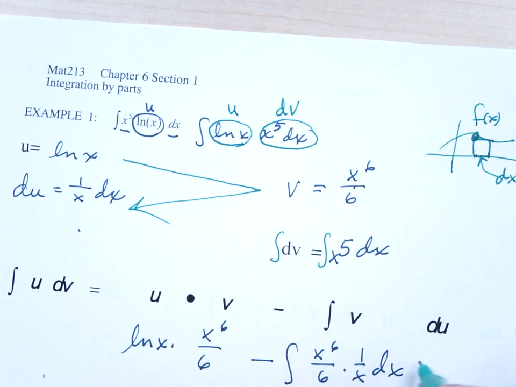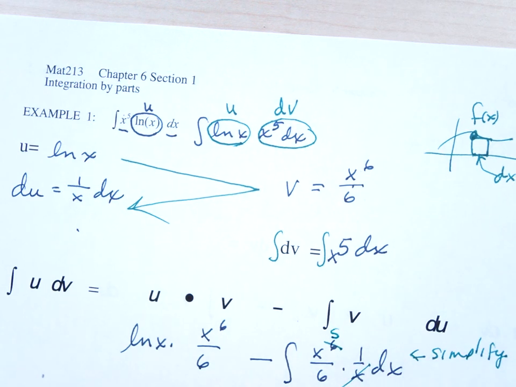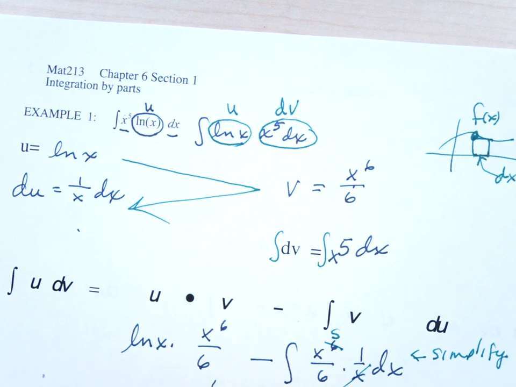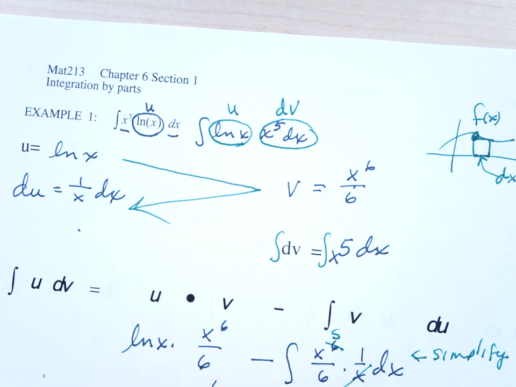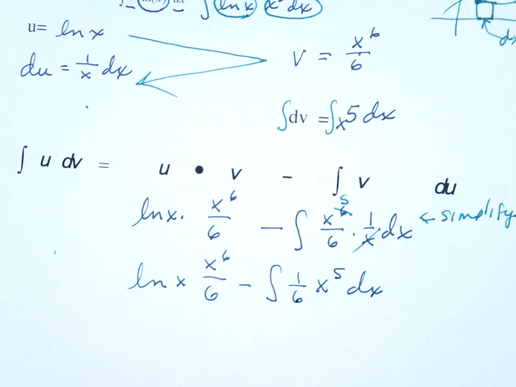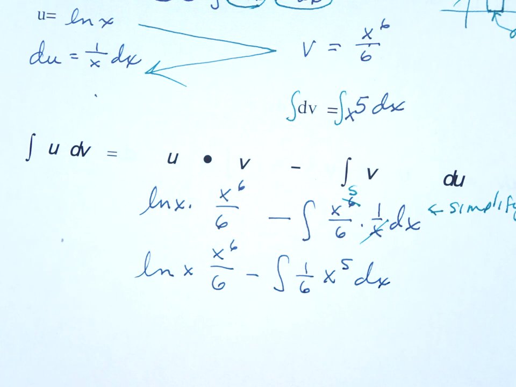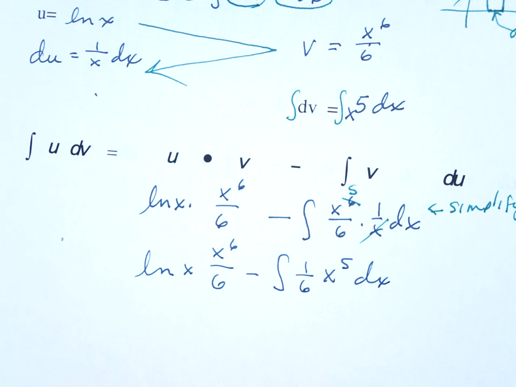So here, I want to simplify this. I do so, this x cancels out with one of those, leaving me with a 5. So I have the natural log of x, x to the 6th over 6, minus the integral of 1/6 x to the 5th dx. This is where sketching things out, you begin to fall all over yourself because you've got fractions that are going to go by the wayside and you lose them. So it's much more precise and organized, let's put it that way.